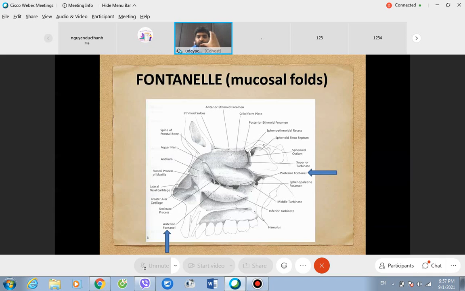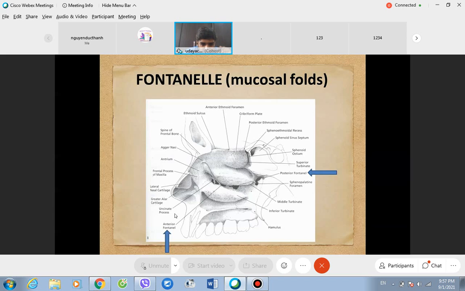uncinate bone. And if ever one can peek into the maxillary sinus, it is only through a fontanelle, which might be an anterior fontanelle or a posterior fontanelle. These are just mucosal folds without any bone in them, which give an insight into the maxillary sinus. But remember, the natural ostium can never be seen without any surgical intervention. It is always hidden behind the uncinate process.